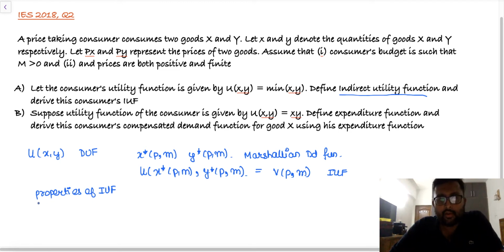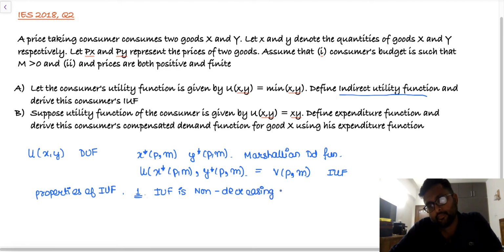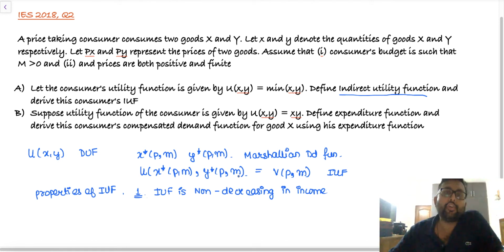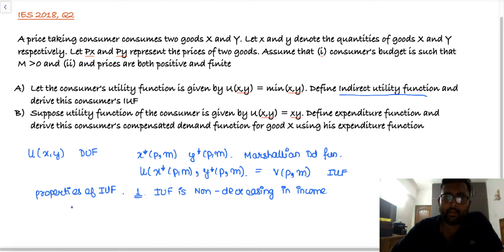Anyhow, what are the properties of the indirect utility function? The first property of the indirect utility function is that it is non-decreasing in income. So when income increases, the indirect utility function, or let's say your welfare or utility, increases, or at least it will not fall, right? So we'll say it is non-decreasing in income.